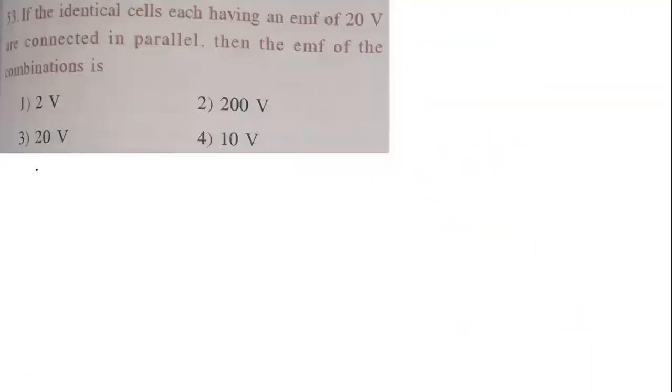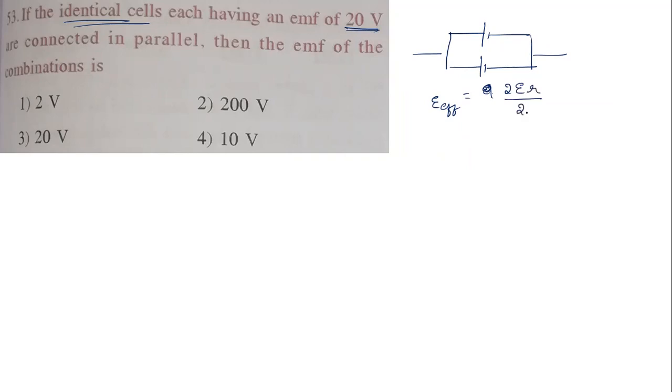Look at question number 53. If two identical cells, each having EMF 20, are connected in parallel, like this, then the effective EMF of the combination will be? Tell me now, what is the effective EMF? Again using the formula, E effective is equal to, they are identical, so internal resistance must be the same. It becomes 2 times ER divided by 2 times R. So 2R is going to cancel, and it will be E.